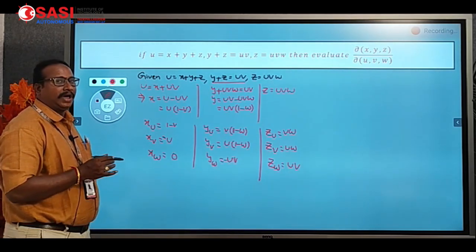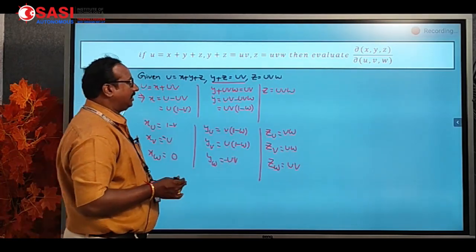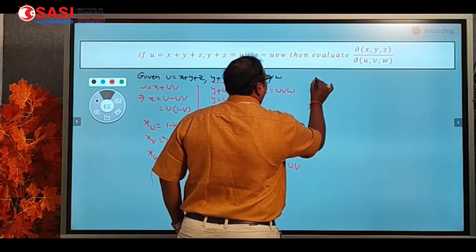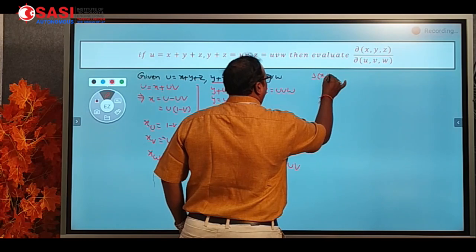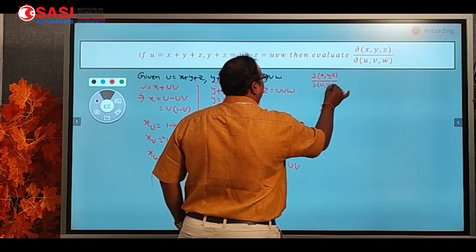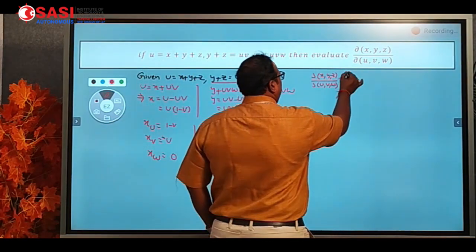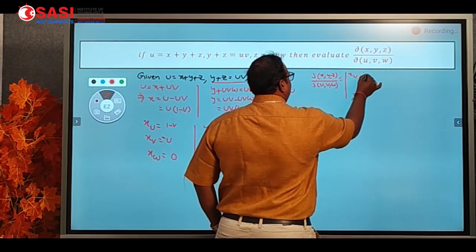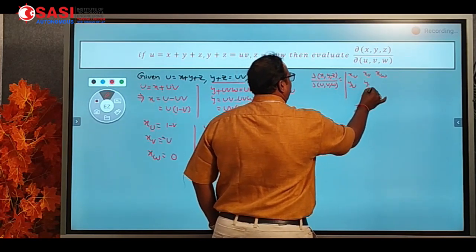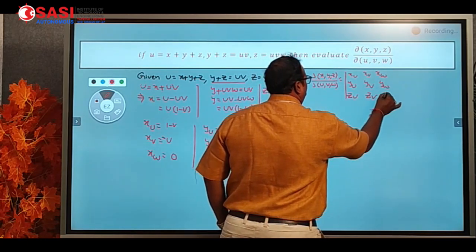They are first order partial derivatives. Okay, now write the formula for Jacobian. What is a Jacobian? So the Jacobian of x, y, z with respect to u, v, w, that is ∂(x,y,z)/∂(u,v,w). We know the formula of the Jacobian: the determinant of x_u, x_v, x_w, y_u, y_v, y_w, z_u, z_v, z_w.